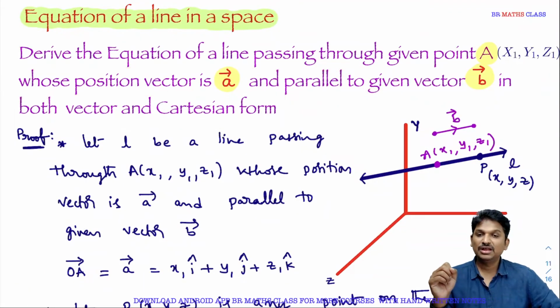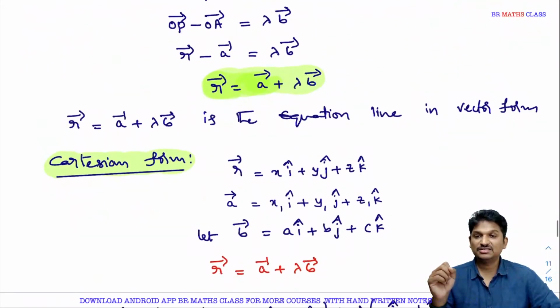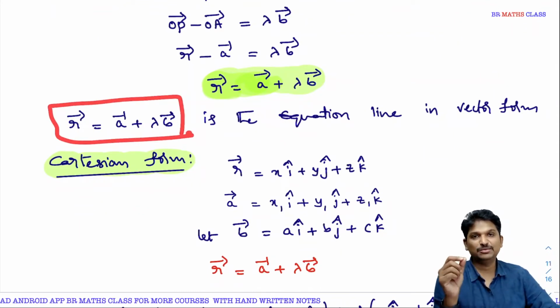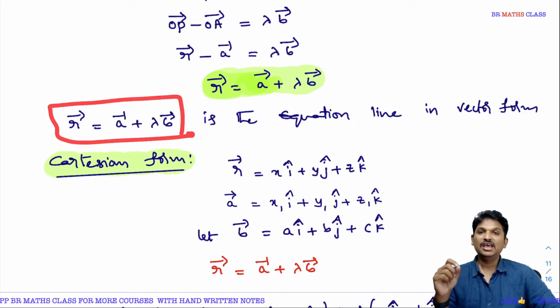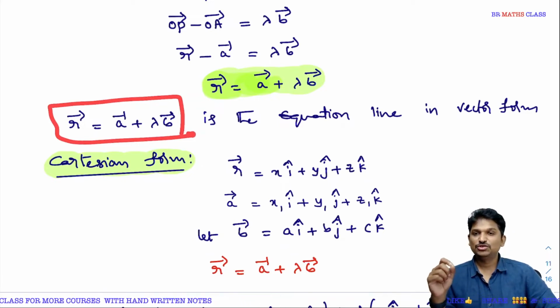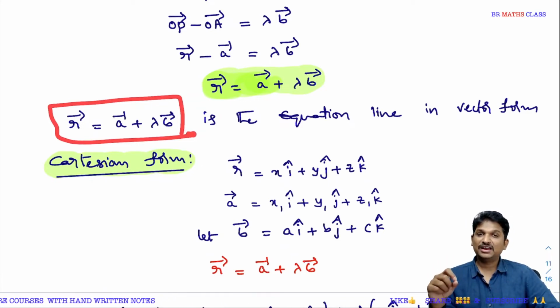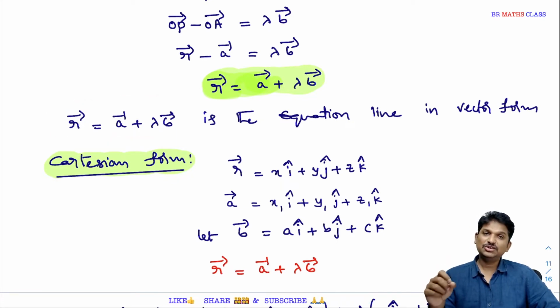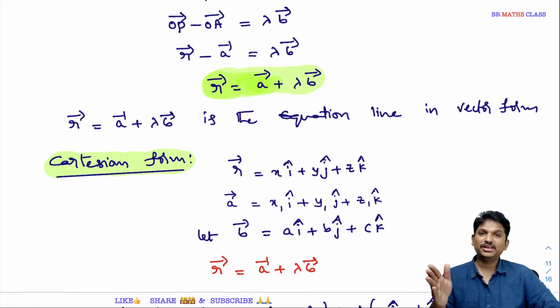What is the vector form? You need to memorize these things. r bar equal to a bar plus lambda b bar is the equation of a line passing through point A whose position vector is a bar and parallel to the vector b bar, in vector form, right?